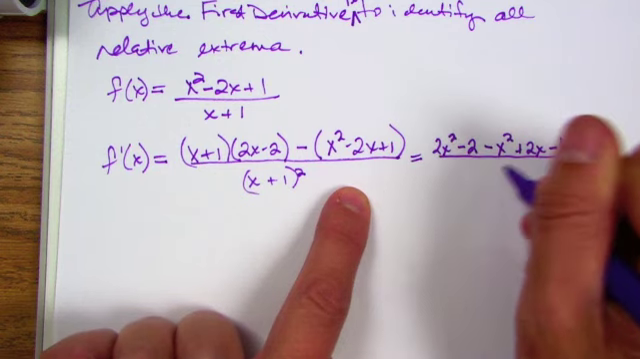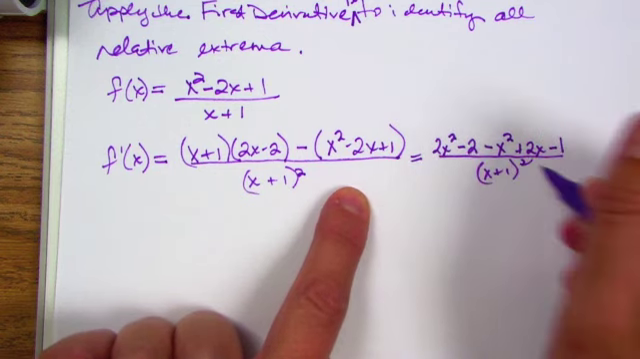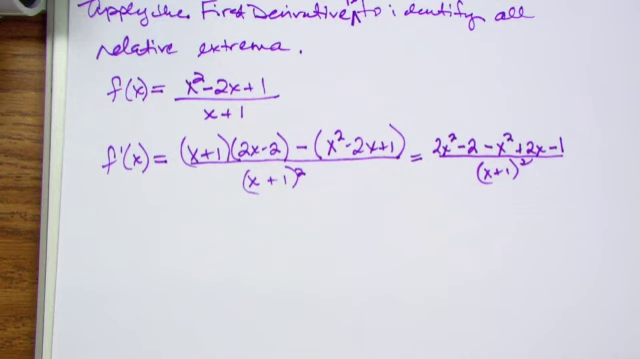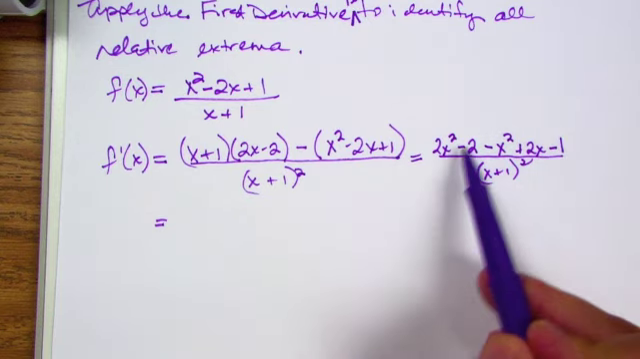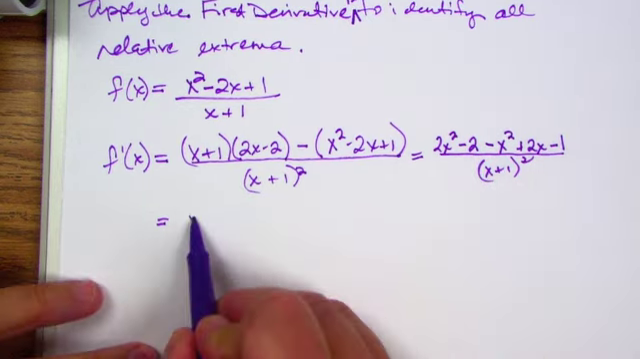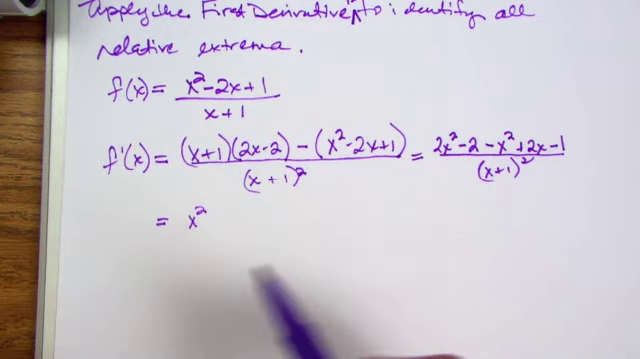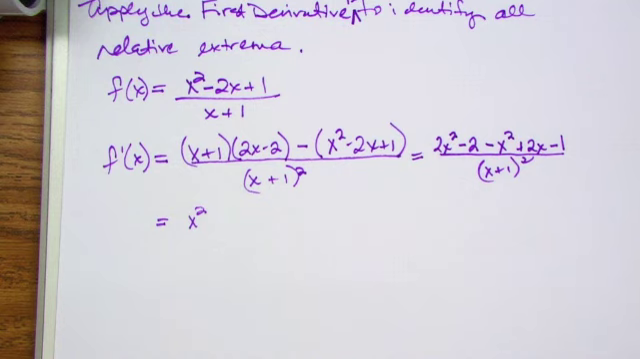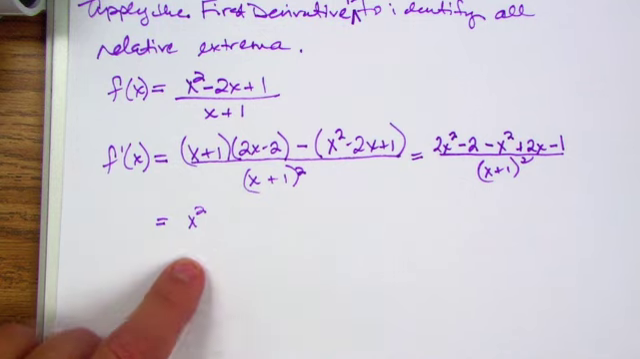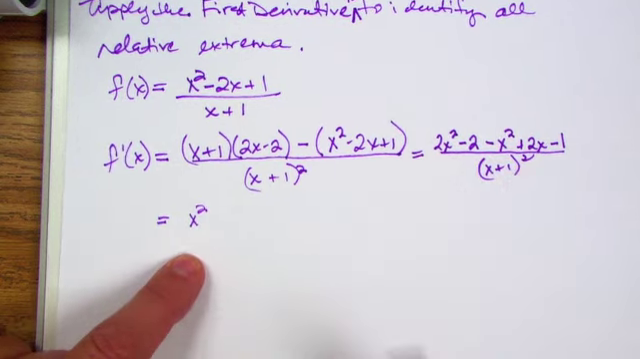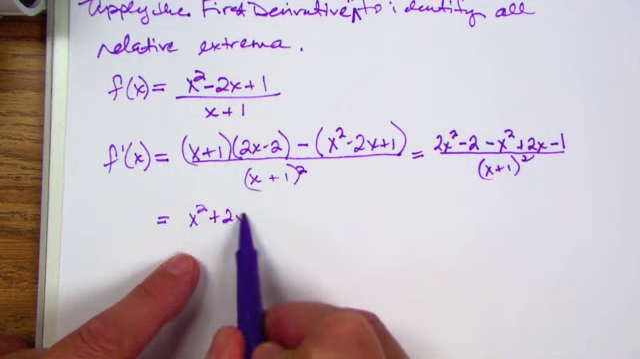Okay, so let's clean up. X squared. Y'all stop. Just stop for a little bit. People can't even concentrate because you won't shut your mouth. Okay, so this is x squared, then what? Plus 2x minus 3 all over x plus 1 squared.